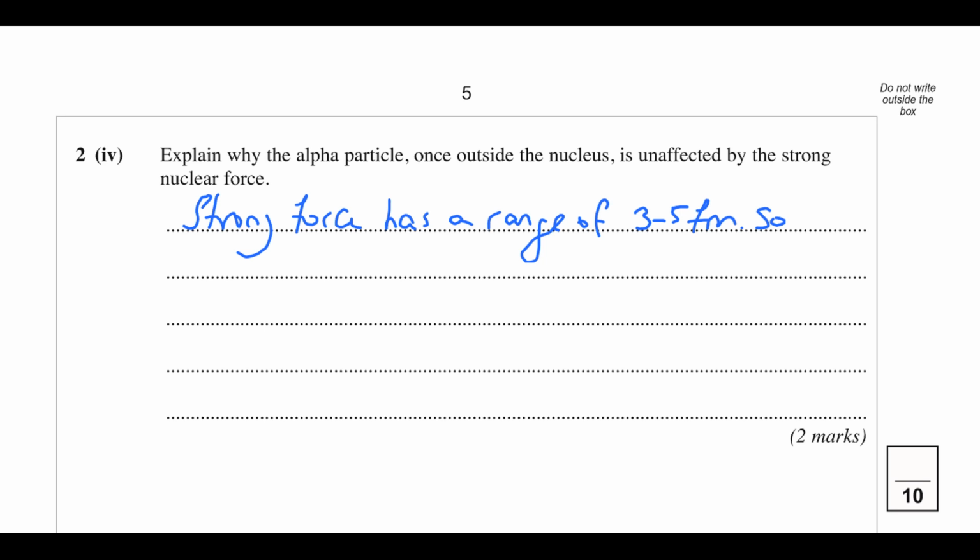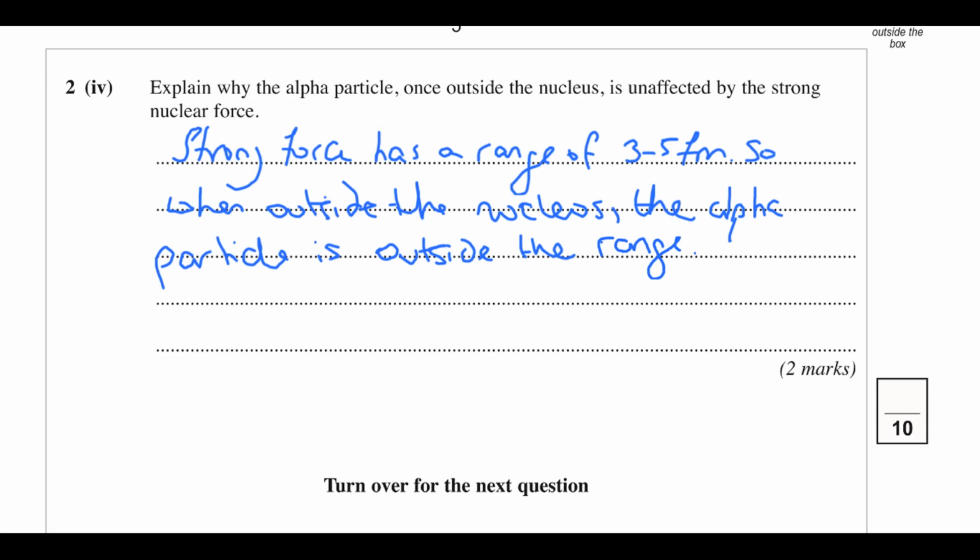So essentially once it's outside of the nucleus, then it's going to be out of the range of the strong force. So that's what we can see there. Got the strong force's range. When it's outside the nucleus, the alpha particle is outside this range, which is why it's unaffected. Okay, so that completes this question on subatomic particles. Let's move on to the next.